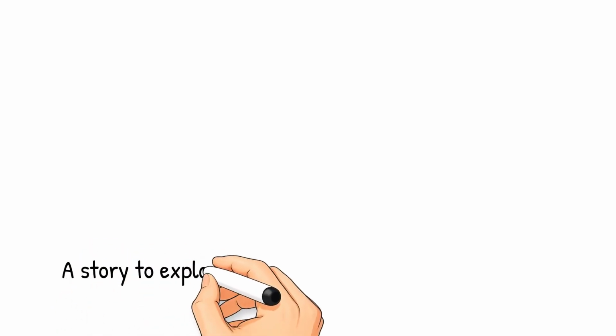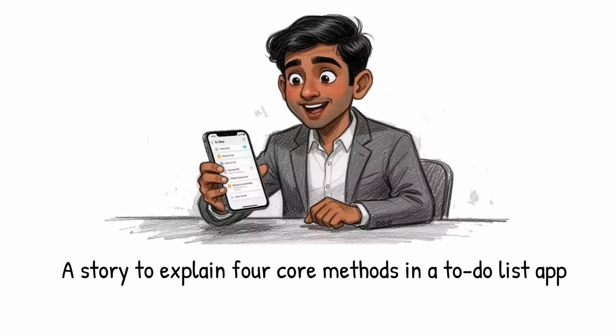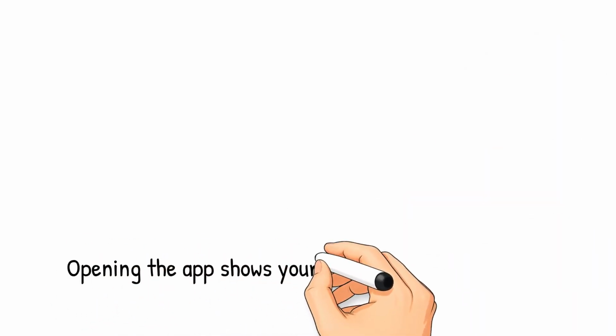Let me put all four methods together now in one quick story so it really sticks for good. Imagine a simple to-do list app, something you might use every morning. You open the app, and it loads all your saved tasks onto the screen. That right there is a get. Read my list. Show me what's there.